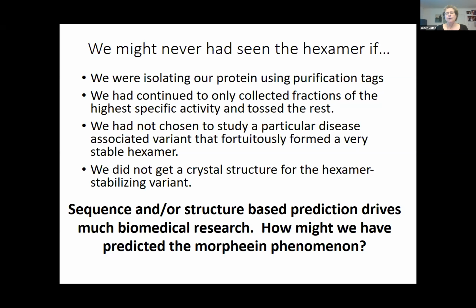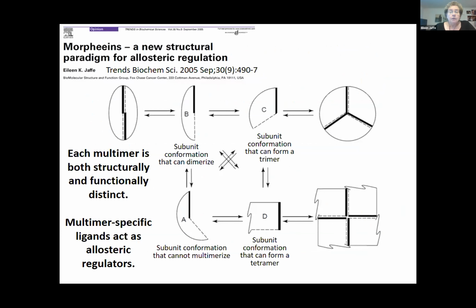And the question immediately comes up, how might we have predicted this morpheein phenomena, proteins that can come apart, change shape, and go back together differently? So in the mid-2000s, we put out a paper in TiBS calling the morpheeins and talking about it as a structural paradigm for allosteric regulation.